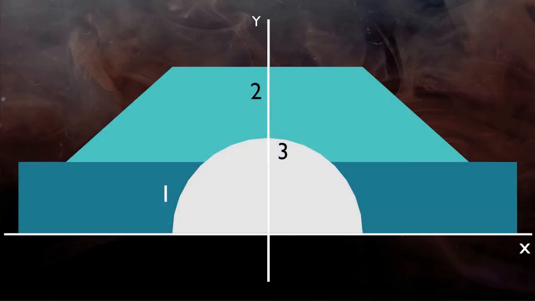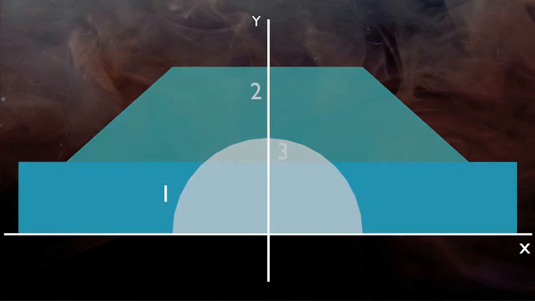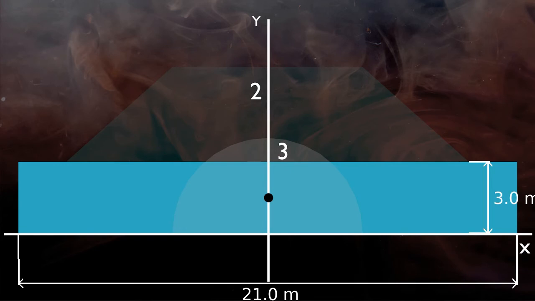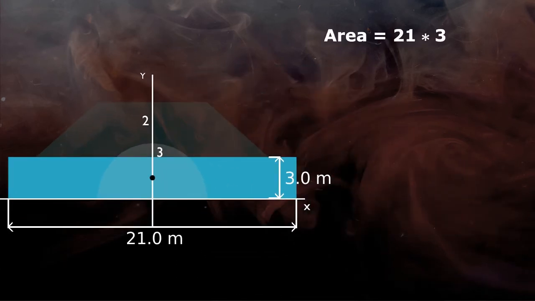Now let's find it out for rectangle 1. Right now we will just focus on first division, rectangle, and ignore other two parts. Locate centroid and dimensions of rectangle. Now area of rectangle is 21 meter width multiplied by 3 meter height, that is 63 meter square. The most important step is to find out x and y coordinates of all individual shapes.